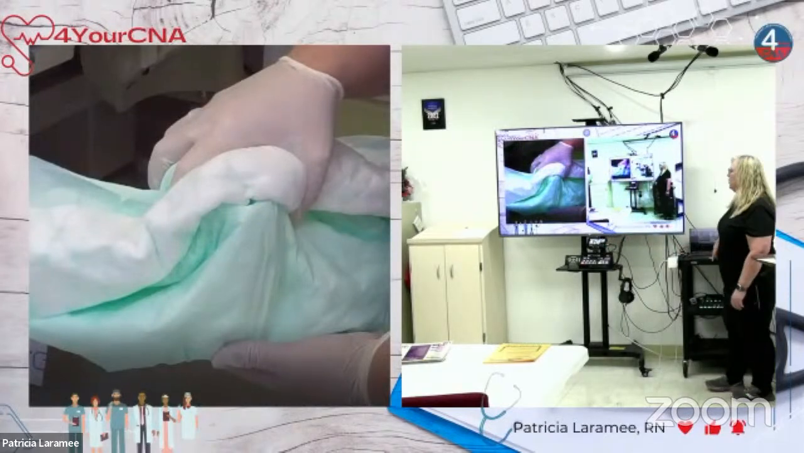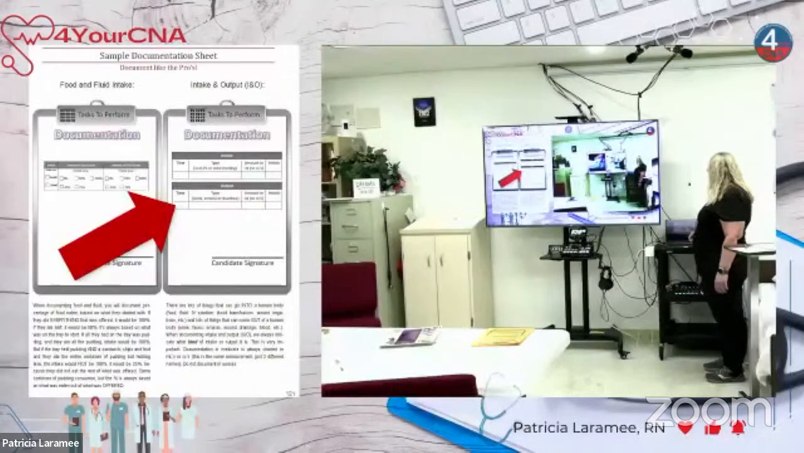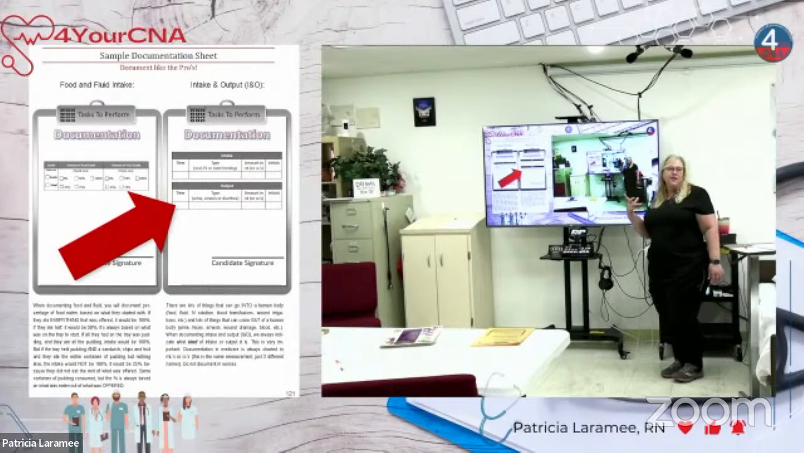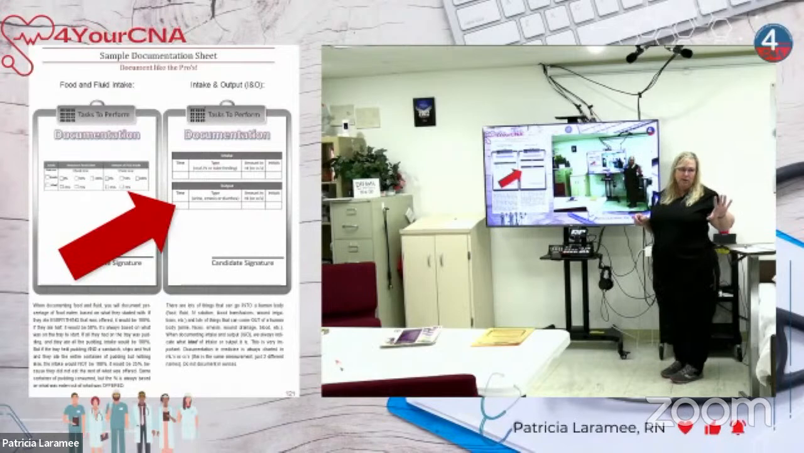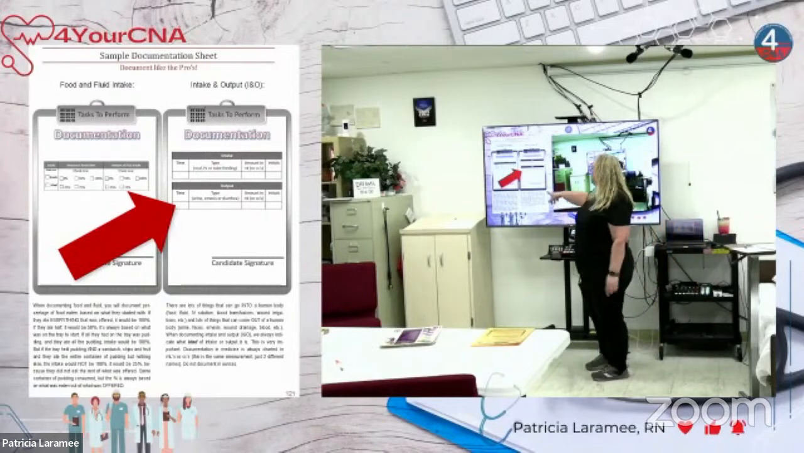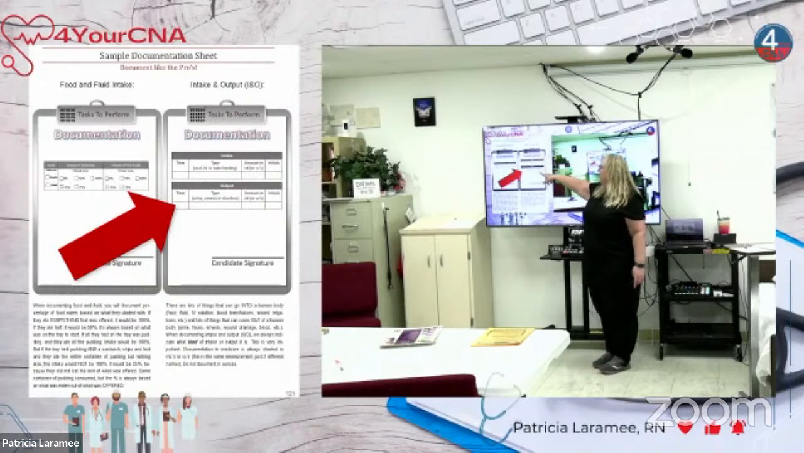The evaluators will also read it to see how accurate you are. Now, when you're done with this skill, you're going to have to document. We measured something, so we have to document. Don't forget to document. They'll give you the documentation form before you ever start this skill. Put it in a place that you can see it easily. But we're going to document it on the intake and output form. Is yours an intake or output? Oh, I hope so.